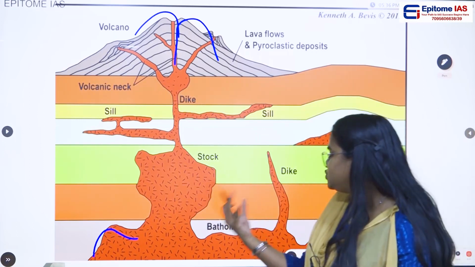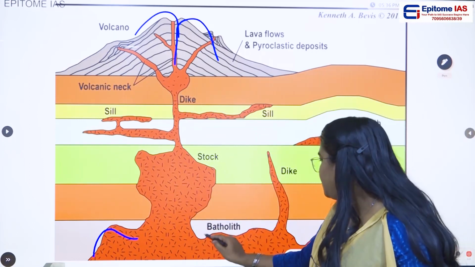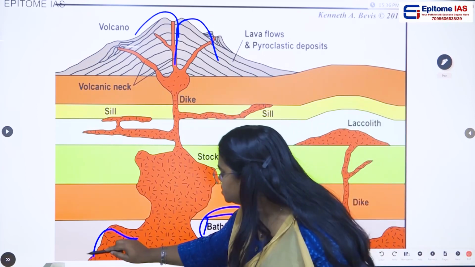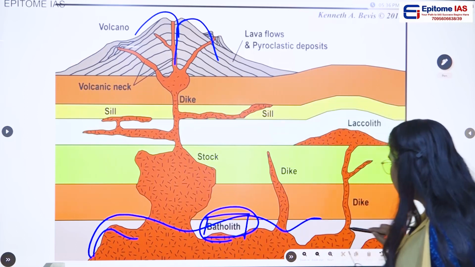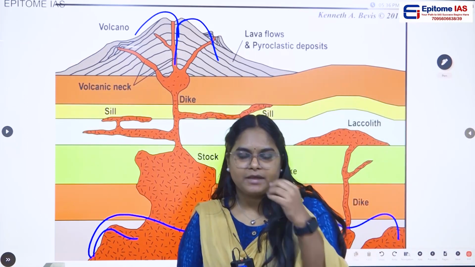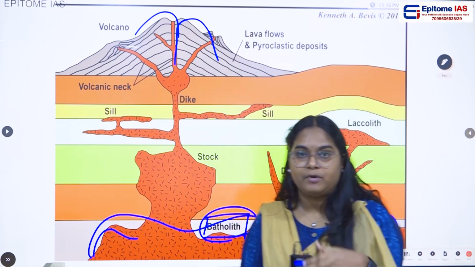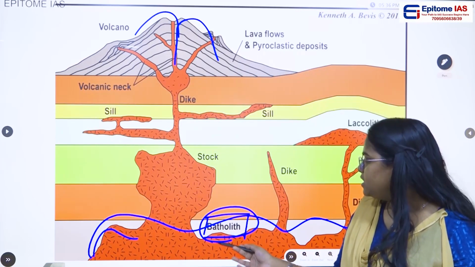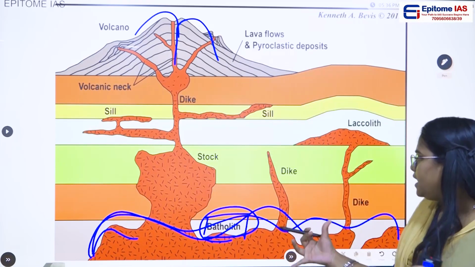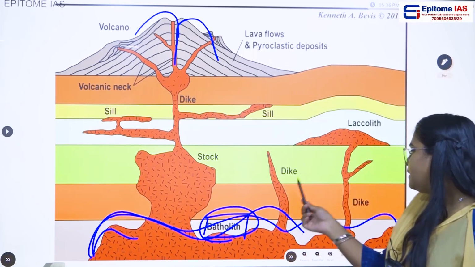So what are these intrusive volcanic features? One is batholith. What is this batholith? This is a bulk of magma which got solidified. We already saw this magma trying to come out from the asthenosphere, it gets solidified on its way, and this large bulk of magma is called a batholith.